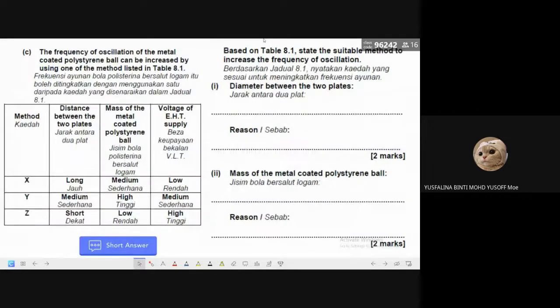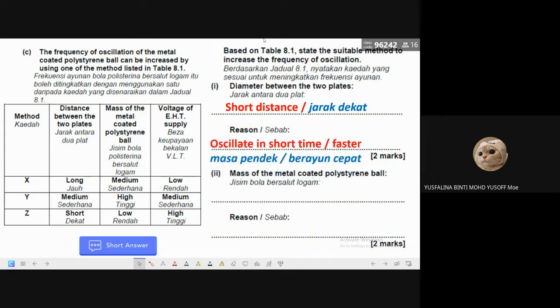Okay, so the first one is the diameter or the distance between the two plates, right? So it should be a short distance, so it will be faster. So it will oscillate in a short time, or it will oscillate faster. And the mass of the metal coated polystyrene ball should be low mass. So this one is to increase the acceleration.